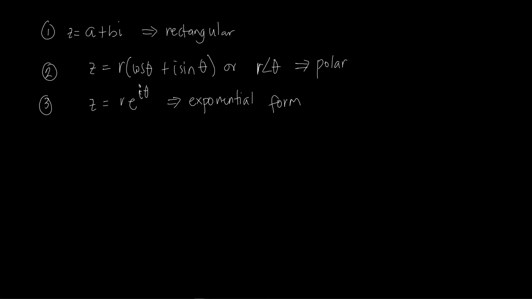So if you have an exponential, you can pass it through polar, and then go on to rectangular. Example: convert, let's just say, 3 minus 4i to exponential form.